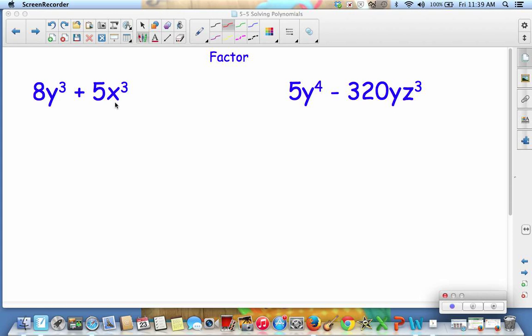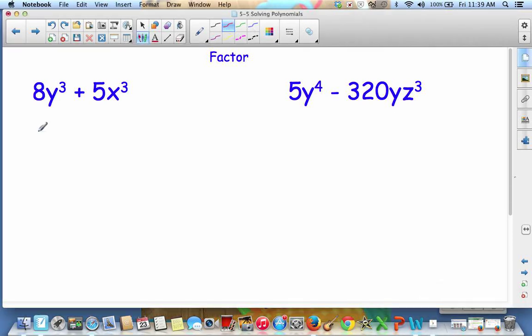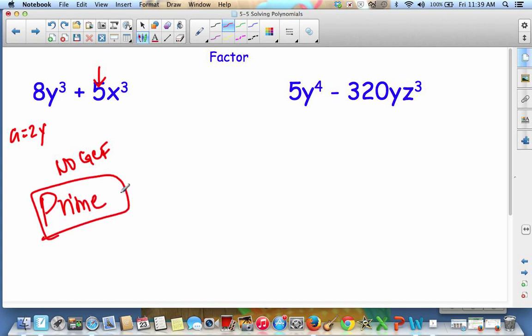All right, let's look at this next example. We know this can be cube rooted. A could be 2y. But here, you can't really factor anything out. No GCF, so there's no GCF between the two. And 5 is not a perfect cube, so we can't really factor this down. So we're just going to say this is prime. We can't factor it down.